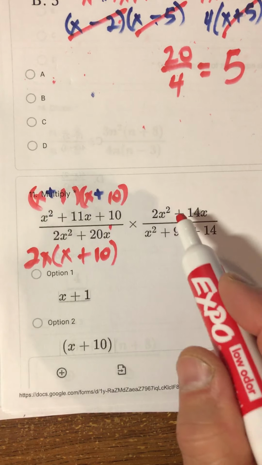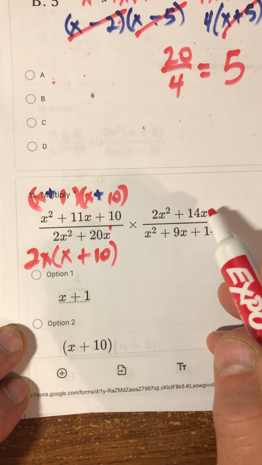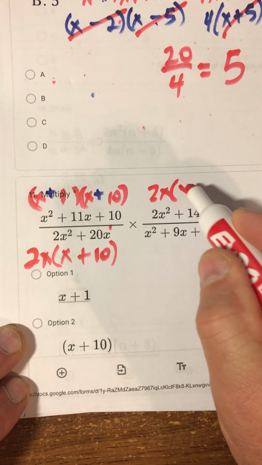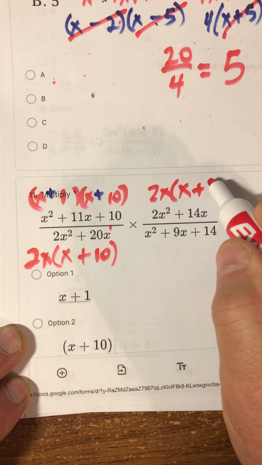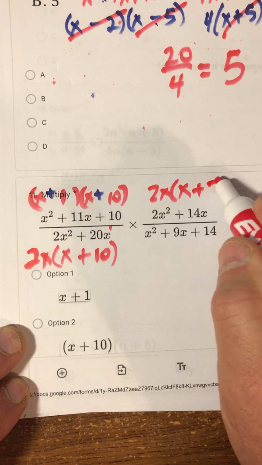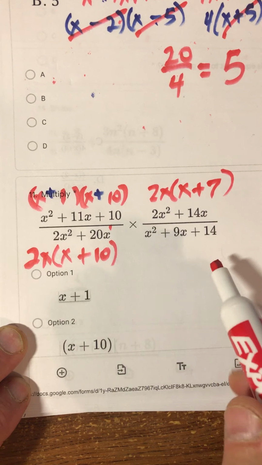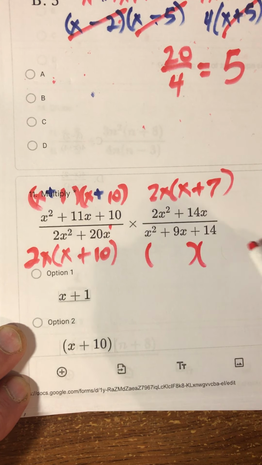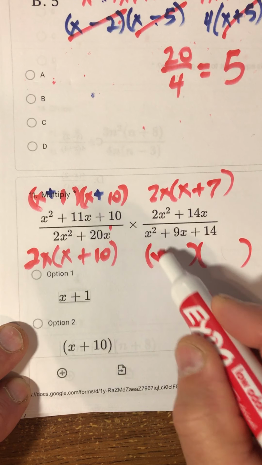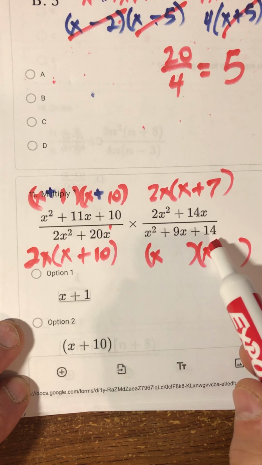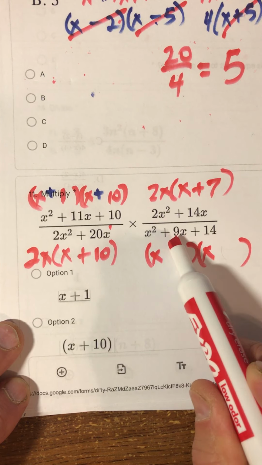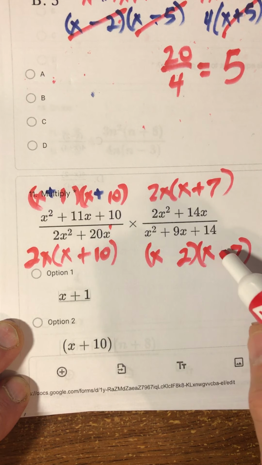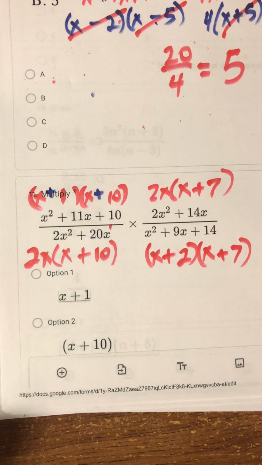On top right, 2 goes into 14. You should see that. So 2x and then x plus 7, yes. On the bottom, just regular factoring. So x, the factors of 14 that get 9, that's 2 and 7. Both are positive. Now, can we reduce?